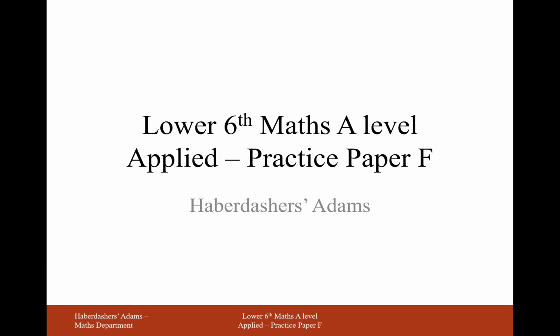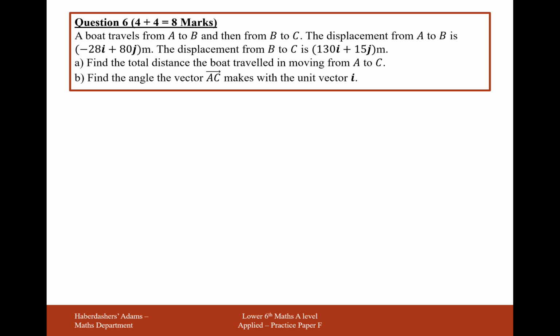This is the Applied Practice Paper F, and here we're on question 6. The boat travels from A to B and then B to C. The displacement from A to B is minus 28i plus 80j. The displacement from B to C is 130i plus 15j. Find the total distance the boat travelled from A to C.